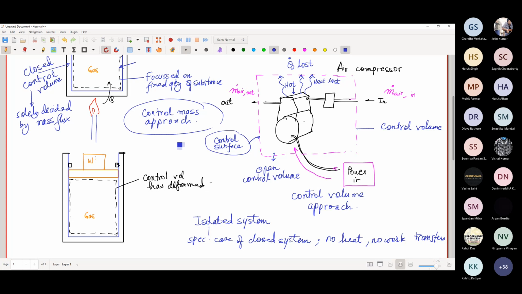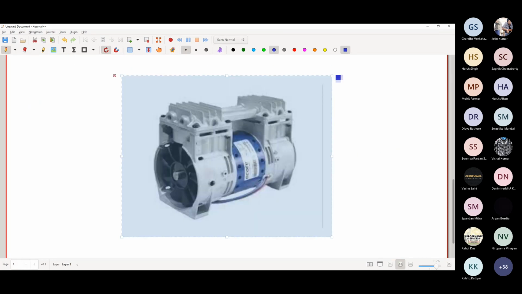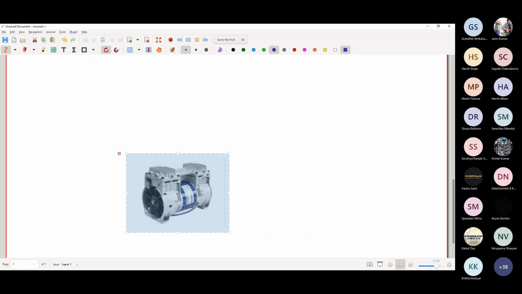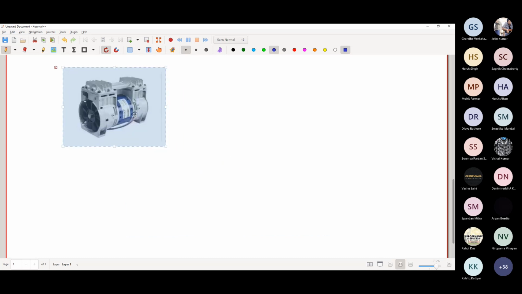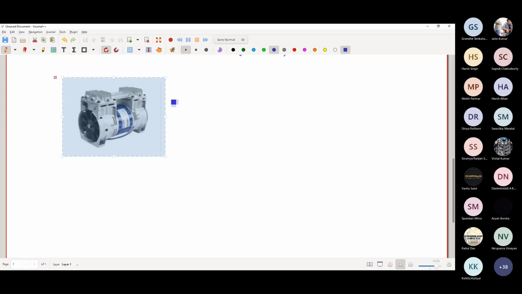Let me see if the actual compressor image has finally come up or not. Oh, yes, it has come up. Let me see. Oh yes, this looks good. Copy.